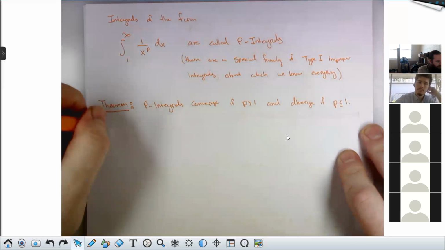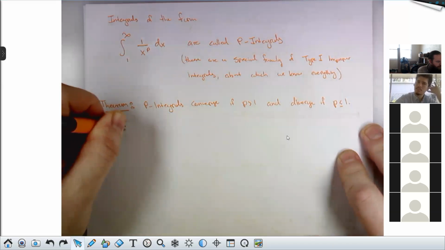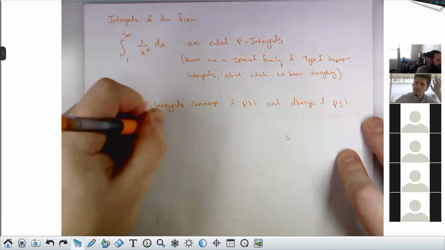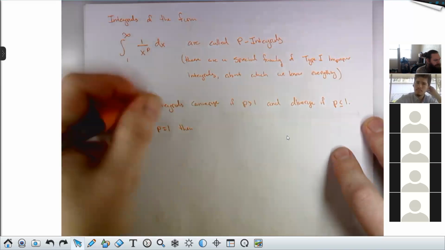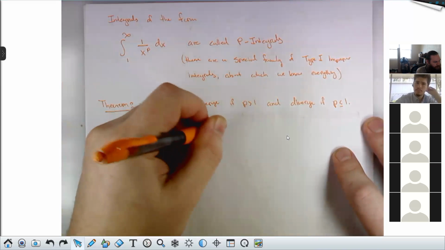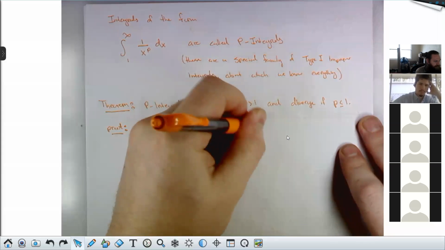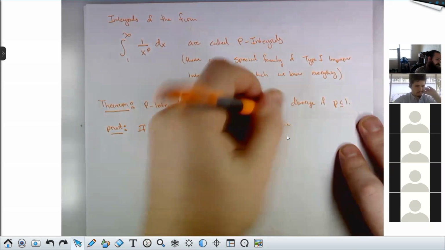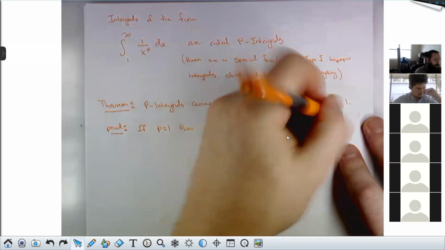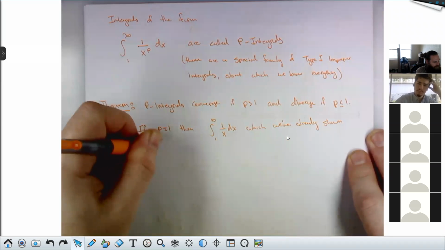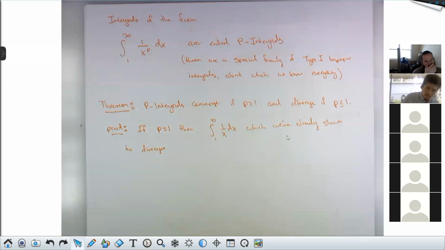Okay, so let's look at the proof. If p is equal to 1, then the integral is the integral from 1 to infinity of 1 over x dx, which we've already done. We know that this diverges. We've shown this integral to diverge. We did this as one of our very first examples on Tuesday.